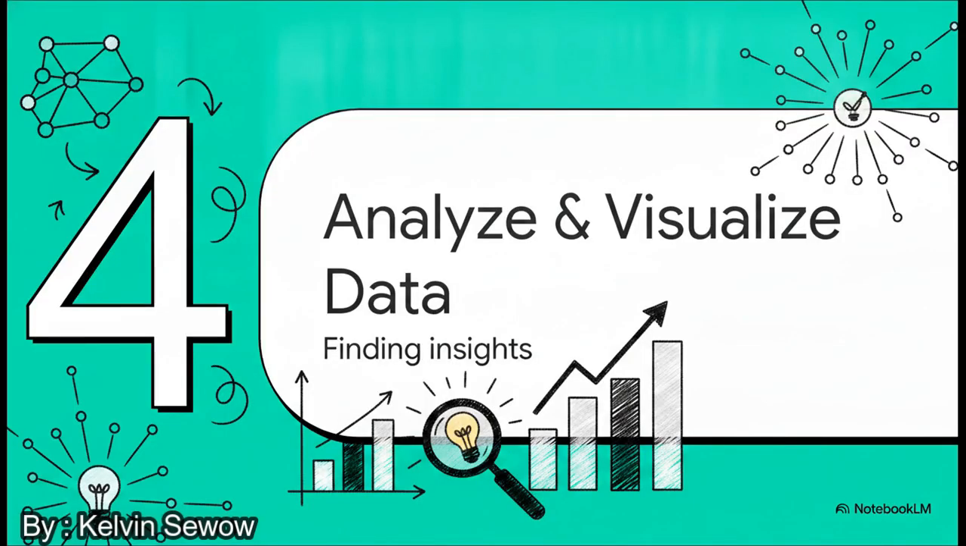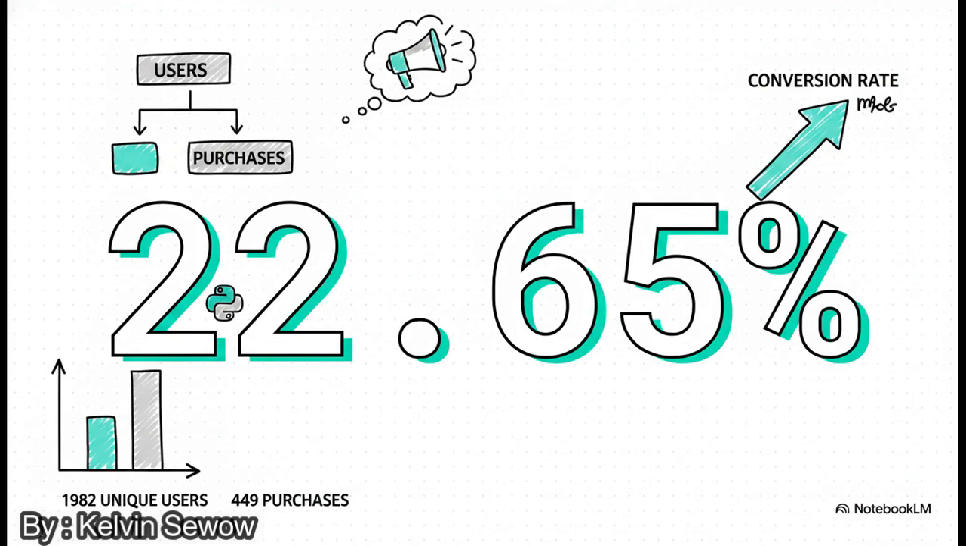Section 4. Analyzing and visualizing data. All right, with our data sparkling clean, we can start finding the gold. Just a few lines of Python instantly pull our conversion rate. Out of 1,982 unique users who visited Bukatoko, only 449 actually completed a purchase. That leaves us with a 22.65% conversion rate. Boom. That is a brilliantly clear, powerful metric you can immediately take to the marketing team.